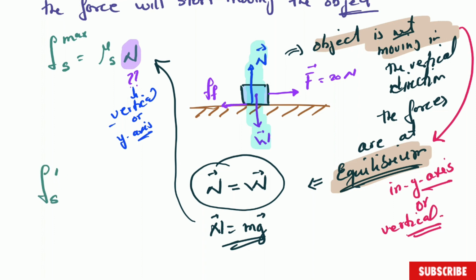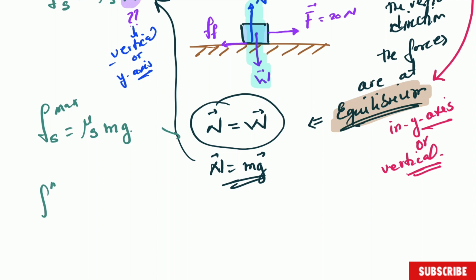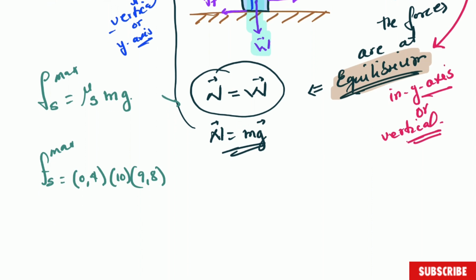Maximum static frictional force, therefore, for this question will be equal to the static coefficient of friction multiplied by mass multiplied by acceleration due to gravity, which is coming from there. Okay, and then guys, it is the substitution. We have the values, so let's substitute real fast. Maximum static frictional force is equal to 0.4 times the mass, 10, times acceleration due to gravity, 9.8. When you do this substitution, we get 39.2 Newton.